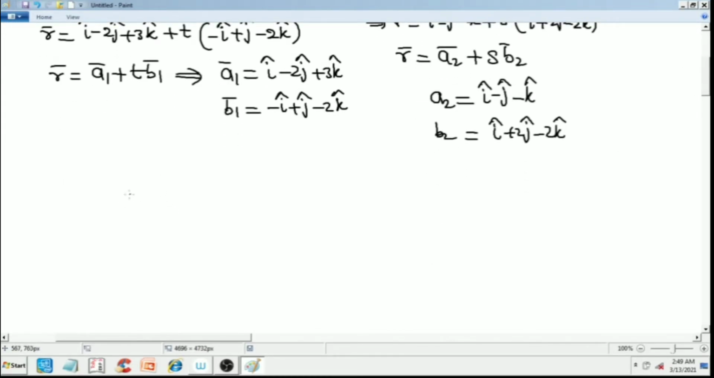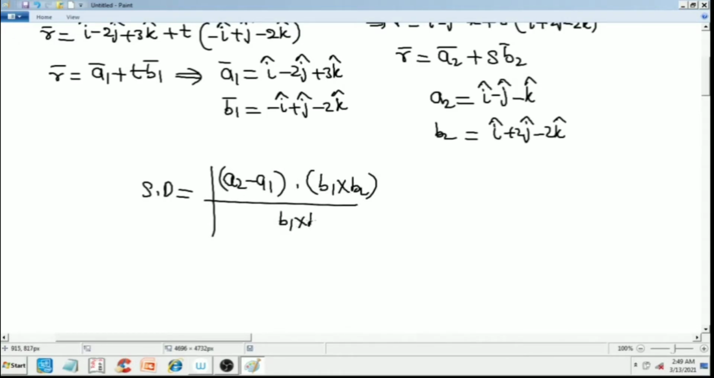Now the shortest distance between them. The shortest distance between them is (a2 minus a1) dot product of (b1 cross b2), divided by the magnitude of b1 cross b2. Now first we will find a2 minus a1. This is the formula.